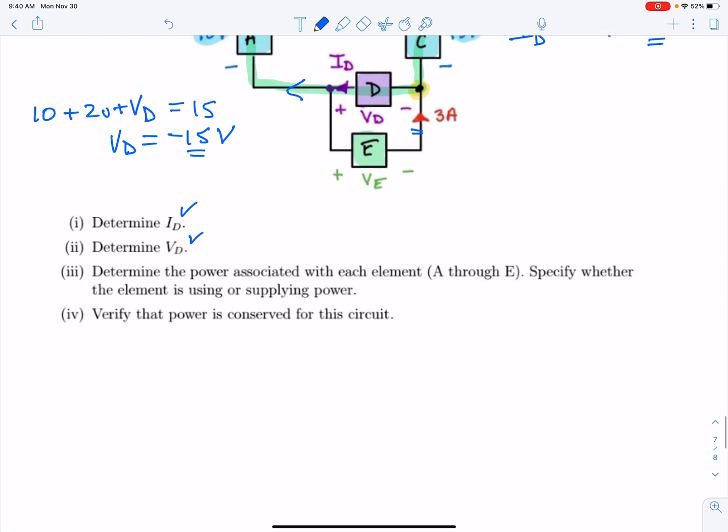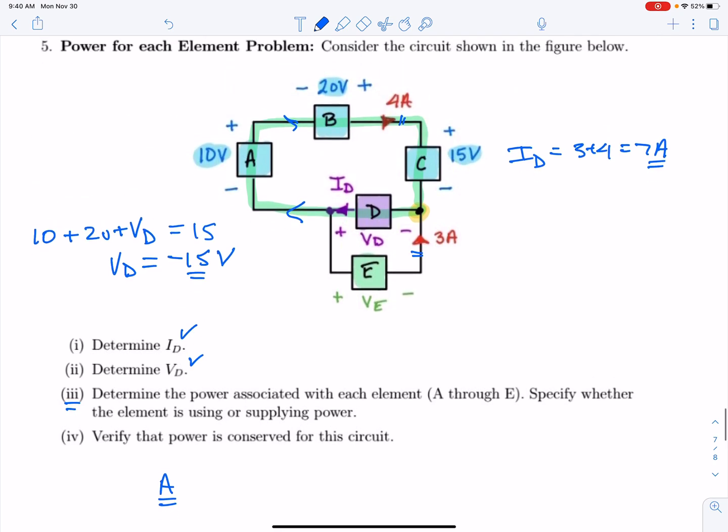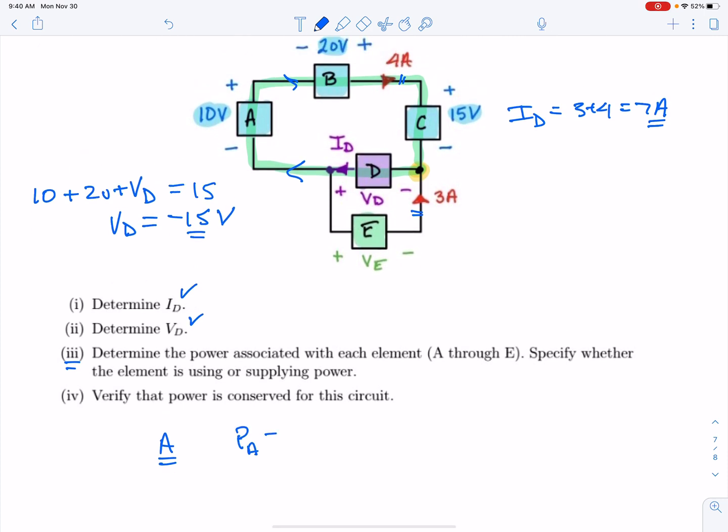I'm going to show you how to handle that as we move forward. Now let's look at the power associated with each element, as in part 3. Looking at element A, the voltage is 10 and the current is 4. So the power associated with A is 10 times 4, which is 40 watts. Next, I need to ask myself, what is the interpretation of power? I look at the sign convention. The current is moving in the direction of a voltage rise, so that's the active sign convention. My interpretation is that this is supplying power.